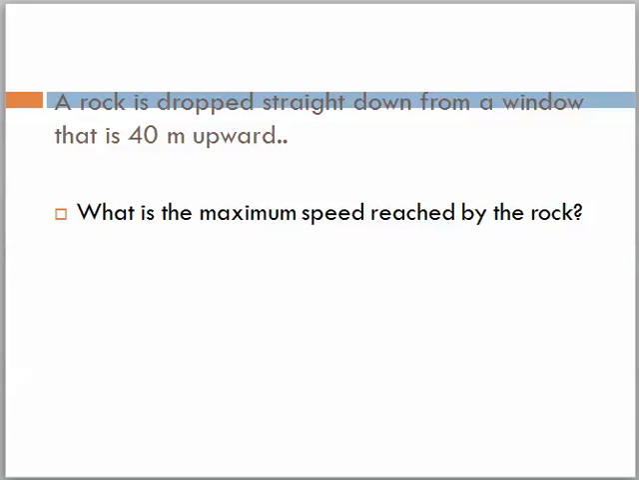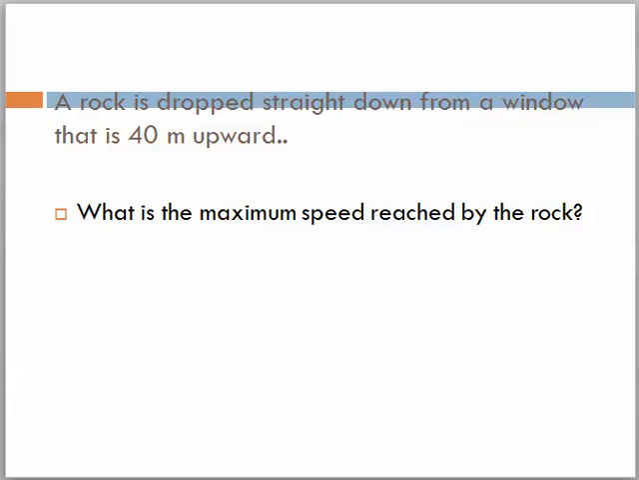Okay, I went ahead now and included another problem here for us to work out. Actually, this is going to be one of the ones that you work out. It says a rock is dropped straight down from a window that is 40 meters upward. What is the maximum speed reached by the rock?